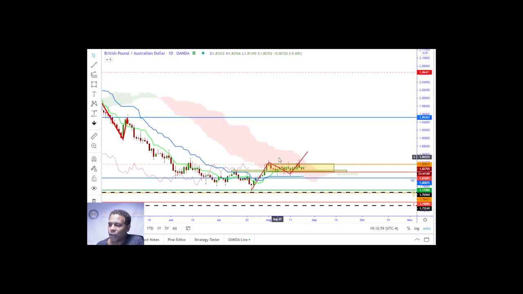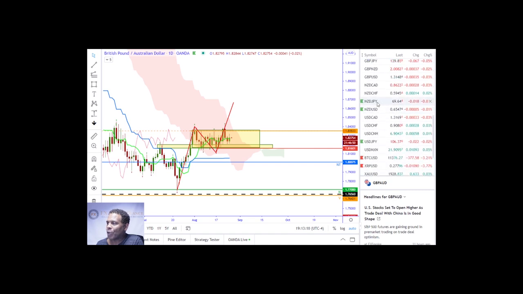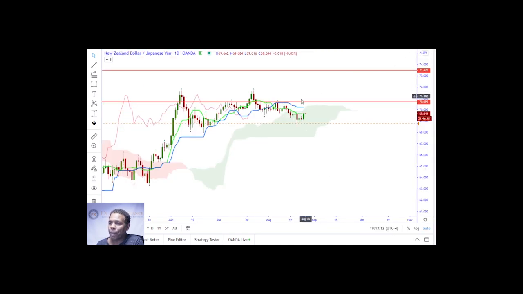So again, you're going to see the breakout here. You got a Kumo breakout and you shoot for those levels. Let's move on so I can get out. New Zealand dollar, yen.